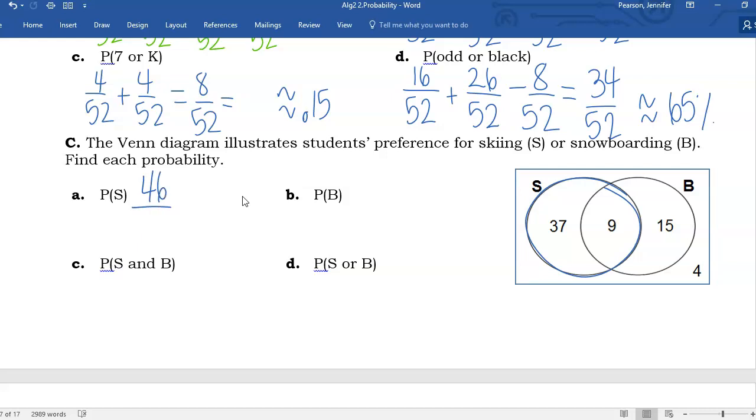Because I'm looking for a probability, I also need to know out of how many students altogether. So I'm going to also add the 15 and the 4. That gives me 65 students altogether. So 46 in the ski circle out of the 65 students altogether. And let's go to a decimal just for fun. That is approximately 71%.